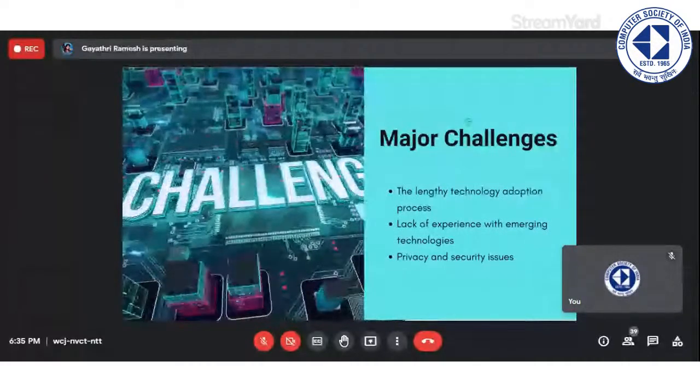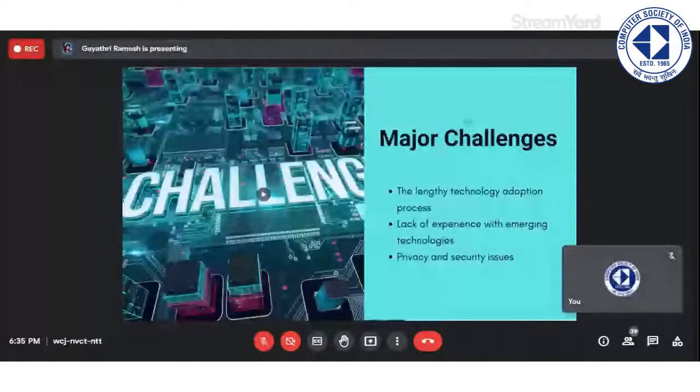So, software companies should approach farmers gradually, giving them simpler technology first, maybe like an agriculture trading platform. And once the farmers get used to a less complicated solution, they can step it up and offer something else, including AI features. Secondly, there is still lack of experience with emerging technologies.